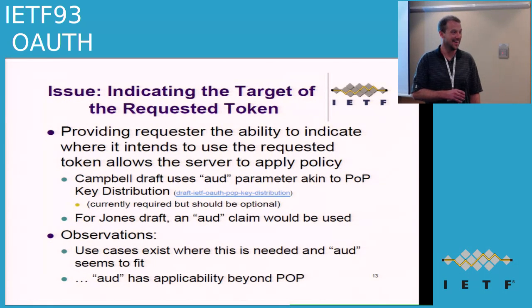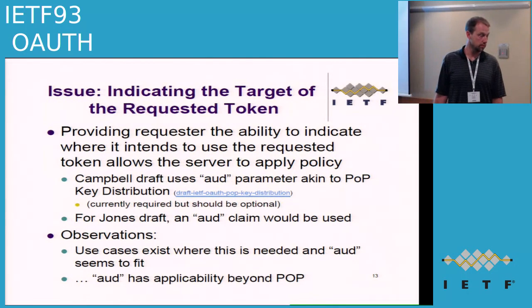Is it worthwhile to ask whether other people agree with that observation, that we should define this as a generic parameter? Yeah, maybe. Why not? Do you think that we should define this audience parameter, or whatever we want to call it, as a generic object that is then applicable to both the token exchange but also useful for the proof of possession work? If you think so, raise your hand.